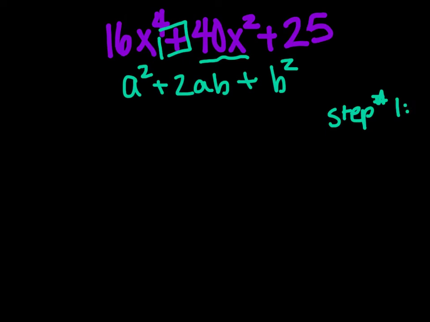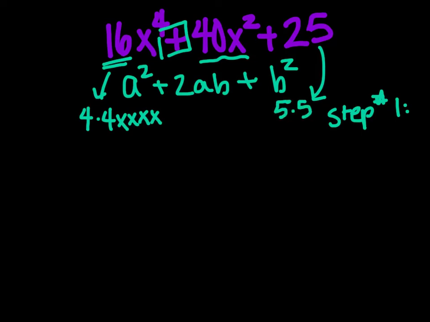Step 1 tells us that we need to find the square root of 16, which is 4 times 4. And we need to maybe write out all of these x's. We could also find the square root of x to the fourth, which is x squared. But let's write out all those x's, and it'll make more sense. Let's also write out the square root of 25, which is 5 times 5. So that's our step 1.